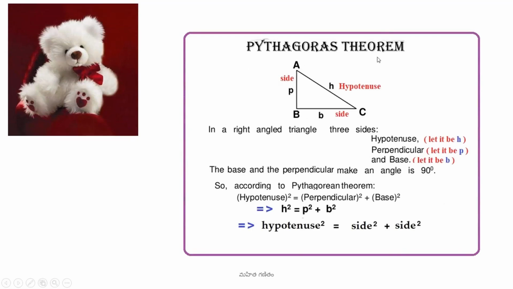Pythagoras theorem. In a right angle triangle, this is the hypotenuse, this is the perpendicular side, this is the base side. According to the Pythagoras theorem, hypotenuse square is equal to perpendicular side square plus base side square. That is, hypotenuse square is equal to side square plus side square. This is the Pythagoras theorem.